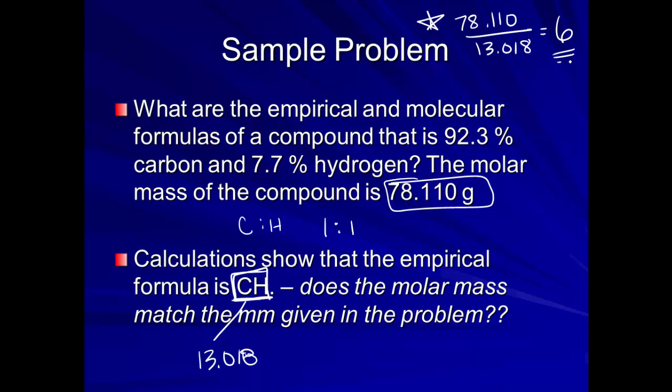And then we take that number and we multiply the empirical formula by that value. So that 1-to-1 ratio, I'm going to multiply it by 6, so it becomes a 6-to-6 ratio. So my molecular formula is C6H6. So it's actually that benzene compound that I mentioned earlier.